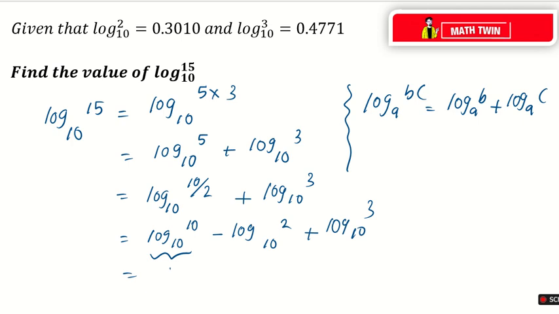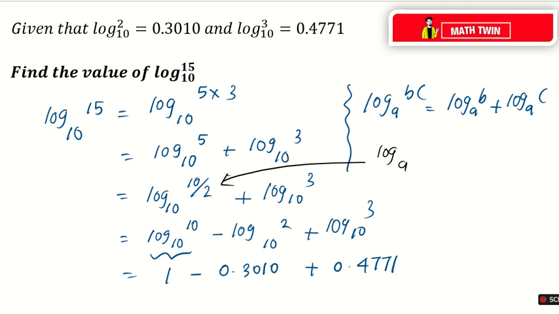Log 10 of 10 is 1, and this is 0.3010, and this is 0.4771. We also used this rule: log base a of b over c is equal to log a of b minus log a of c.